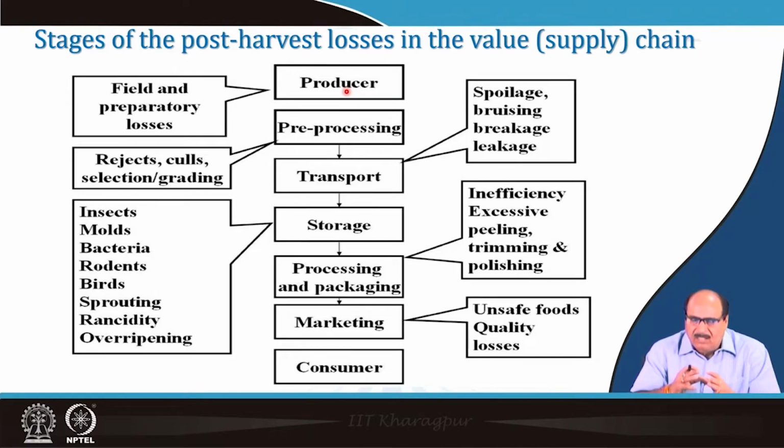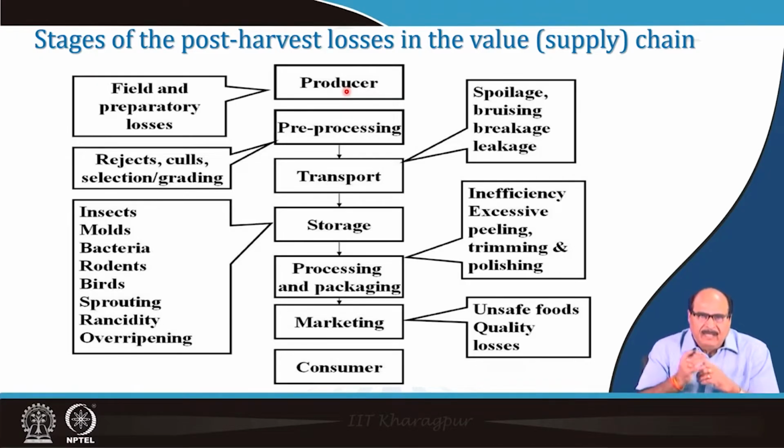During transportation, there may be spoilage, bruising, breakage, leakage, etc. that also result in a significant amount of loss of the produce. Then during storage, the loss may be due to various reasons like insect attack, molds, bacteria, rodents, birds, or there may be sprouting of the material, rancidity, over ripening, etc. All these factors may lead to losses during storage of the produce, particularly if the storage conditions are not properly met.